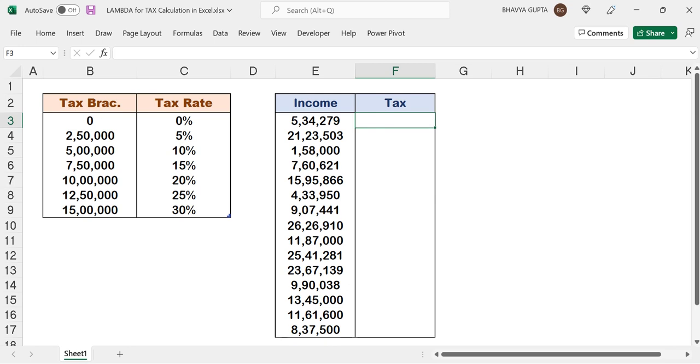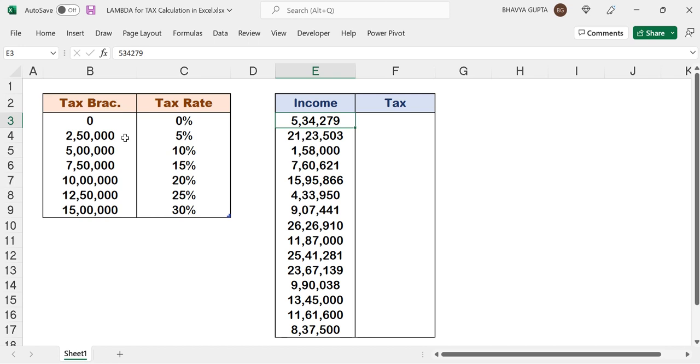Hi everyone, in this video we will have a look at a lambda for calculating tax amount for any given income, tax bracket and corresponding tax rates. And this lambda is flexible so that we can use it for any other tax bracket or tax rates. So let's say here we have the tax bracket and tax rates for India, and here we have the income of individuals. So let's see how we can calculate the tax amount for each of these incomes, right?